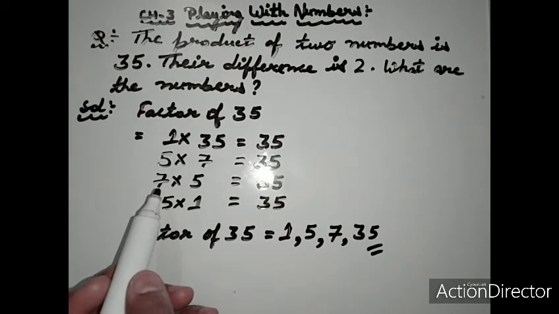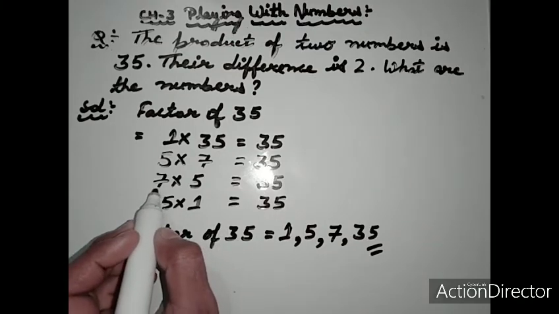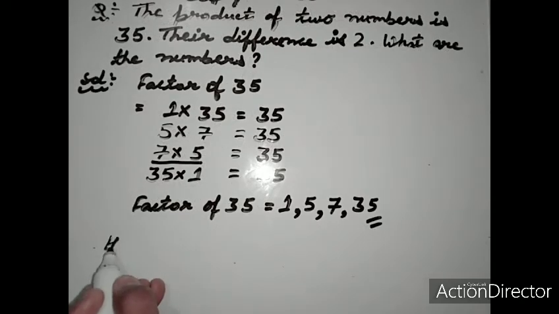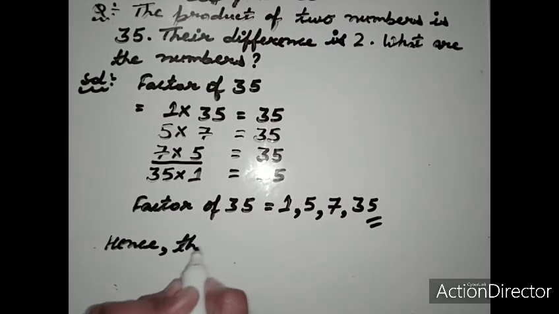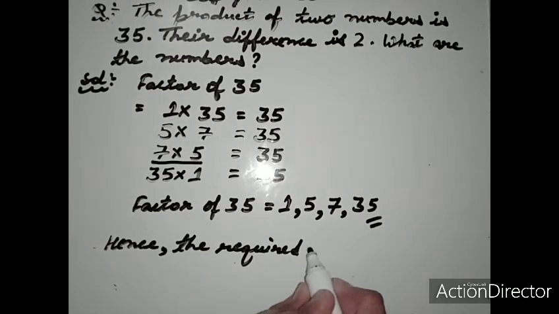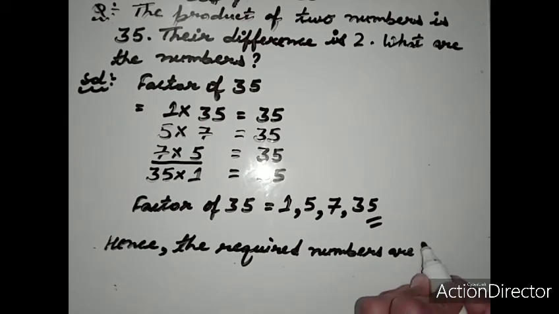And what are the two numbers which subtracted from each other give a difference of 2? Here, 7 and 5. When we subtract 7 minus 5, we get a difference of 2. So here we write, hence the required numbers are 7 and 5. If we subtract 5 from 7, it gives a difference of 2.